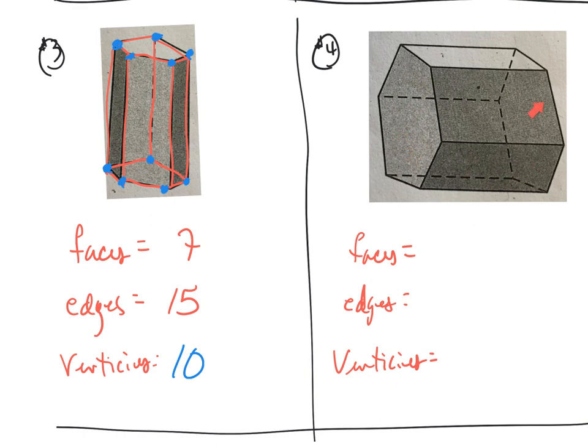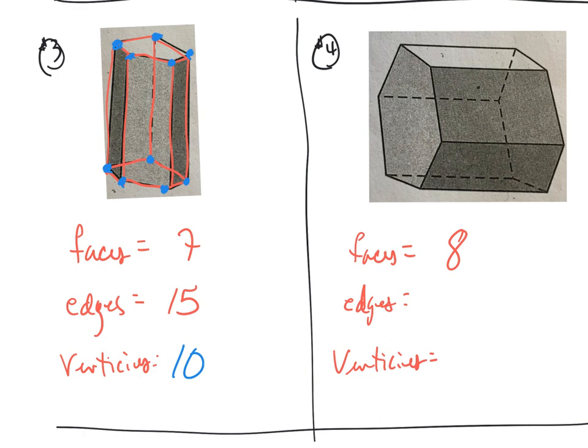But because the ends are hexagons, that means there's going to be 6 rectangles that connect the hexagon on the front to the hexagon on the back. So 1, 2, and then 6 rectangles that connect. So that's going to be a total of 8.